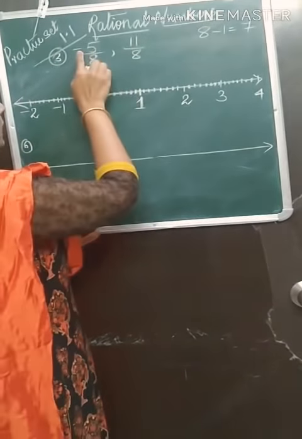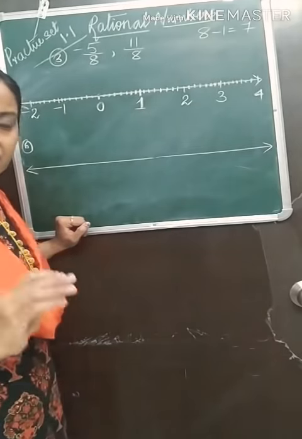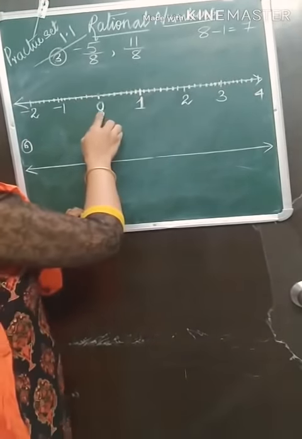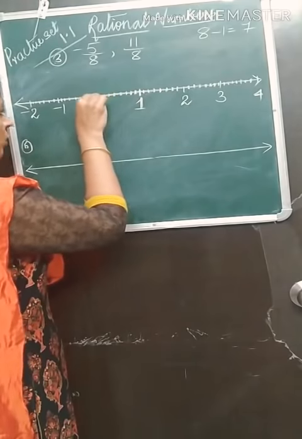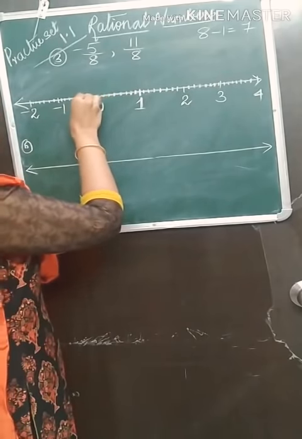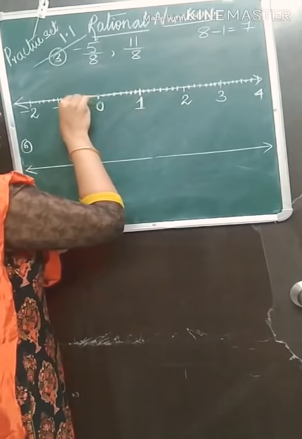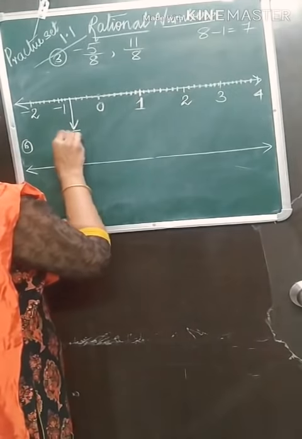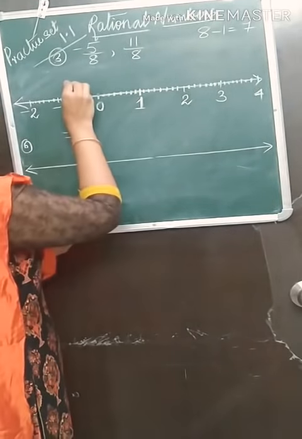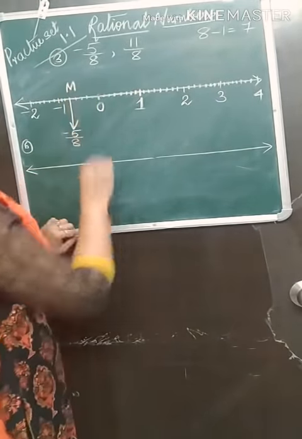Now let us start counting. We want minus 5 upon 8. Minus means on the left side of 0. So from 0, the first dot will be minus 1 upon 8, minus 2 upon 8, minus 3 upon 8, minus 4 upon 8, minus 5 upon 8. Highlight it. Write minus 5 upon 8. Give it a name. Point M.